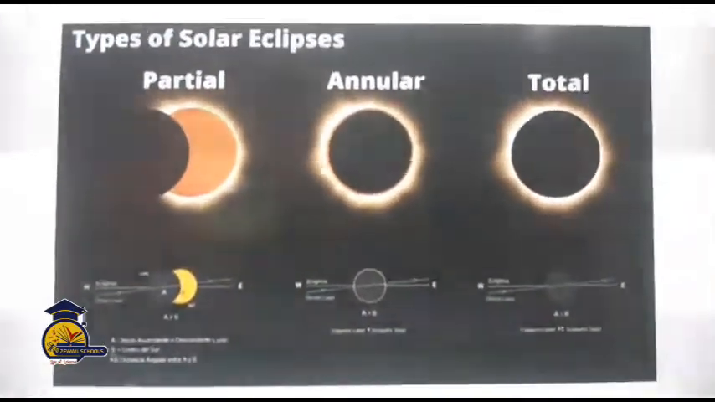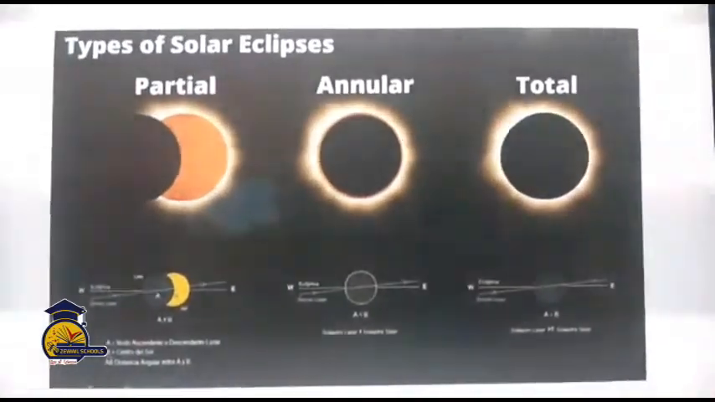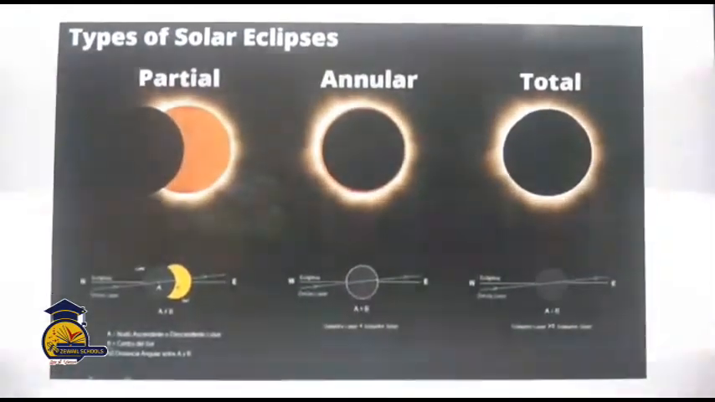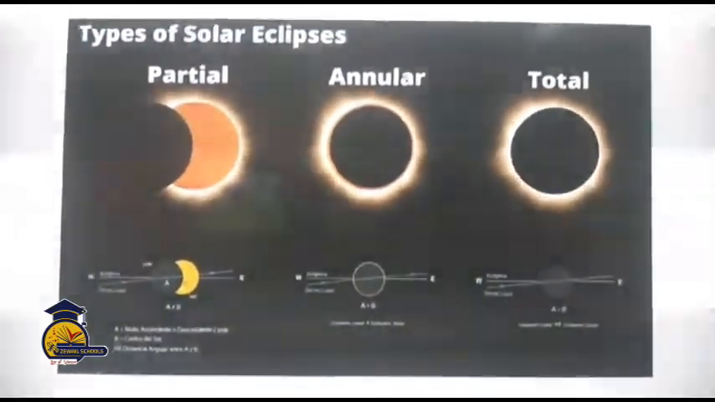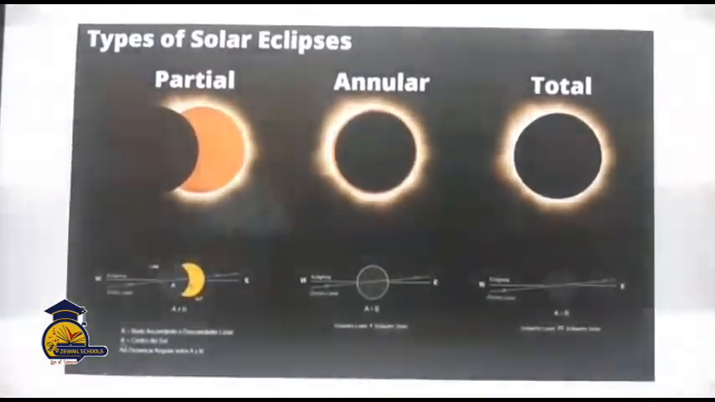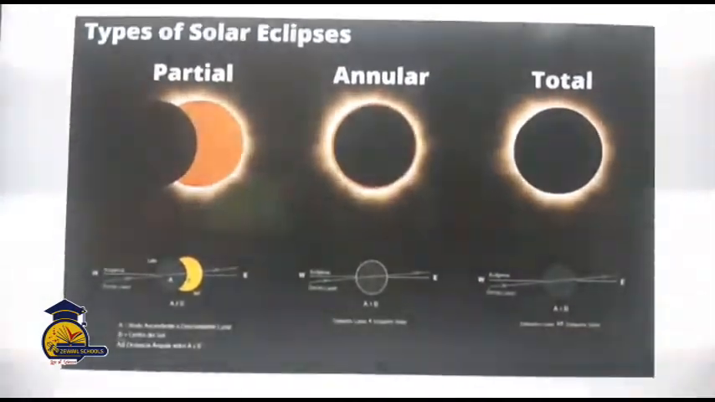Okay? Number 2, doctors advise us to use special glasses to observe the solar eclipse. Why? Because the outer solar corona emits ultraviolet and infrared rays. Okay?